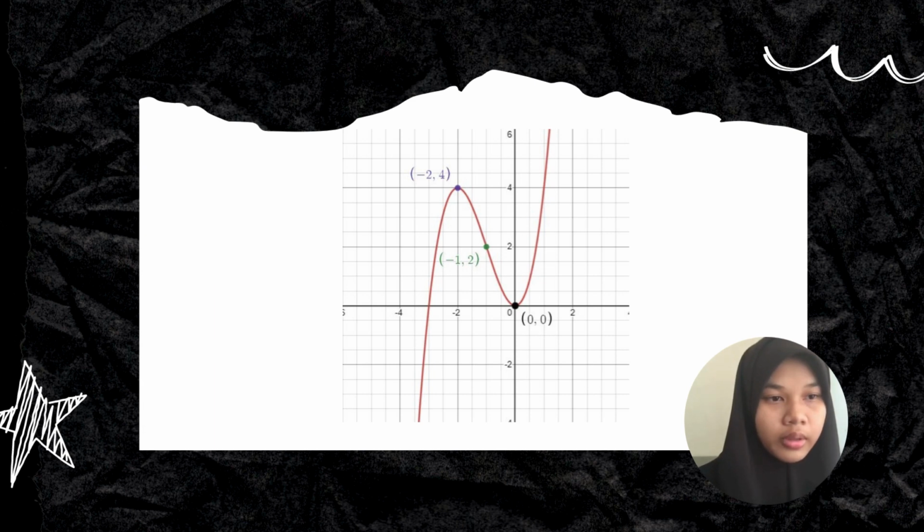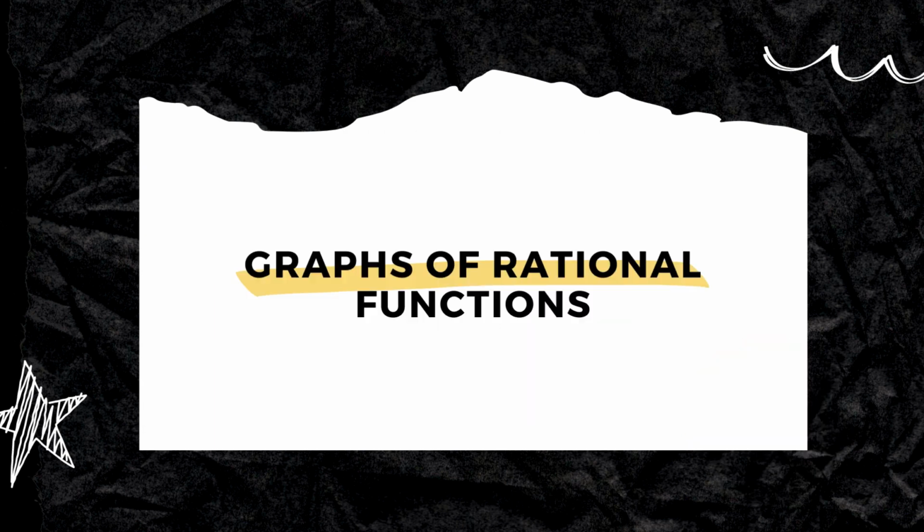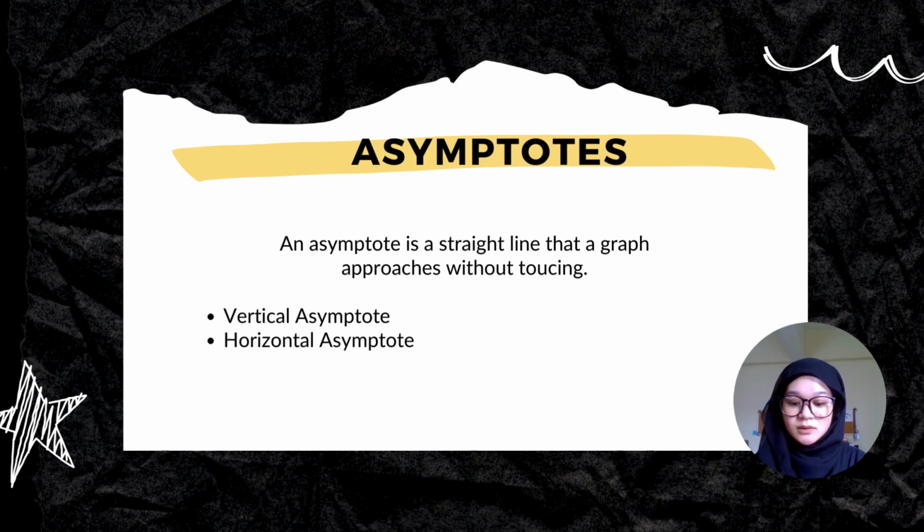We put all the points that we have onto a graph, and this is what we got. So we move to the rational function.